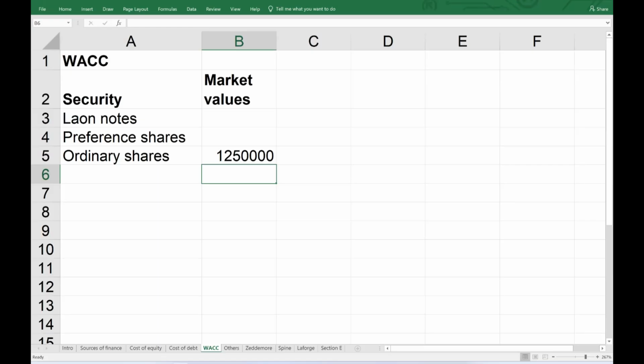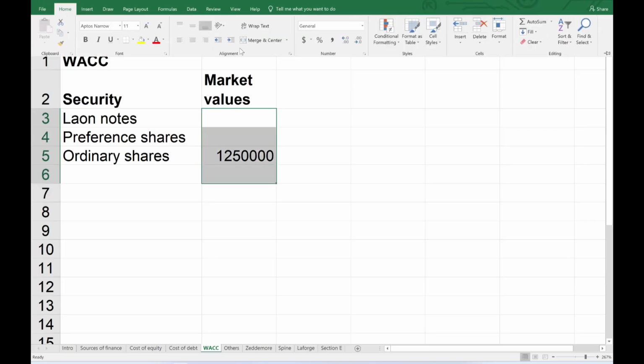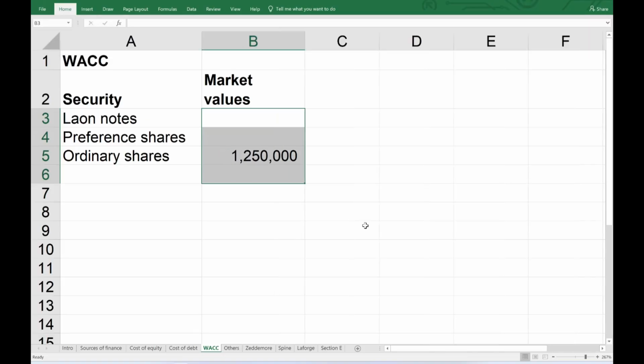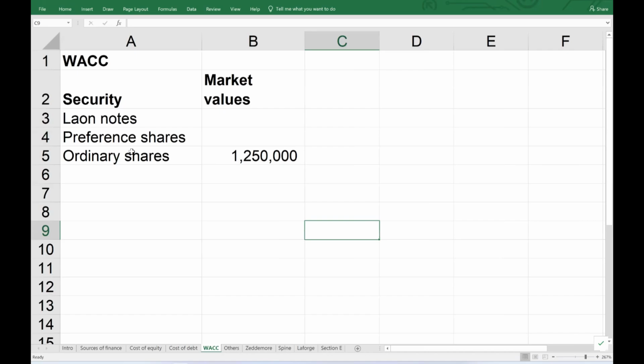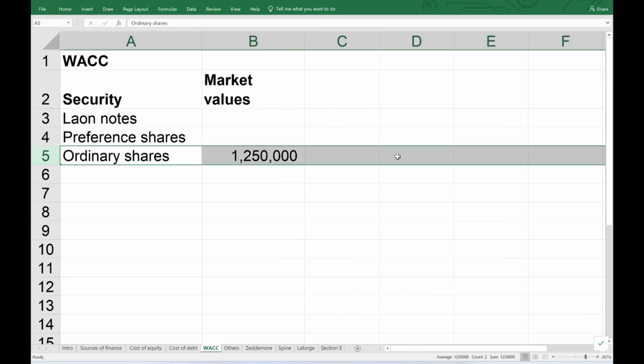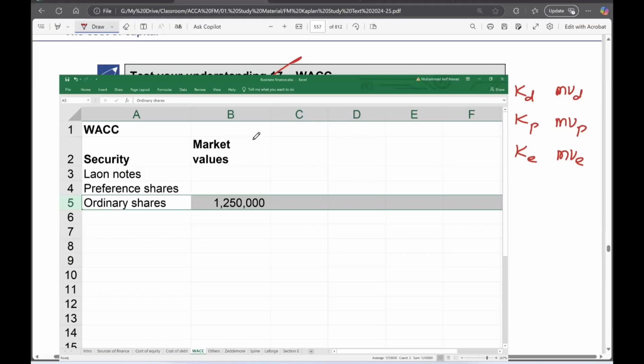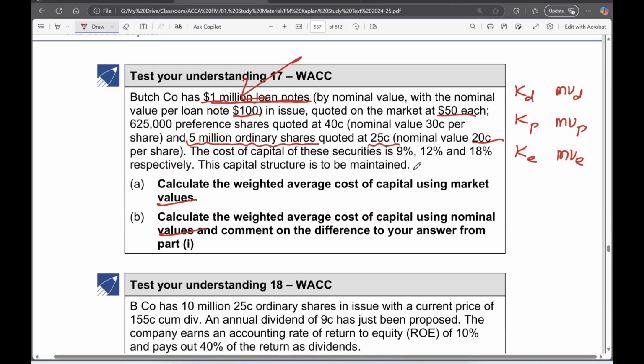1.25 million. That is the market value of preference, sorry, ordinary shares. Okay, I can say that. That's the market value of ordinary shares we have. It's clear. Look, by the way, here he gave us the number of shares and he gave us the market price.